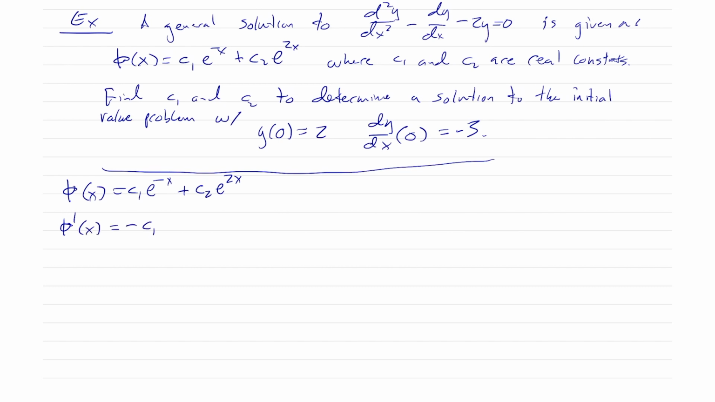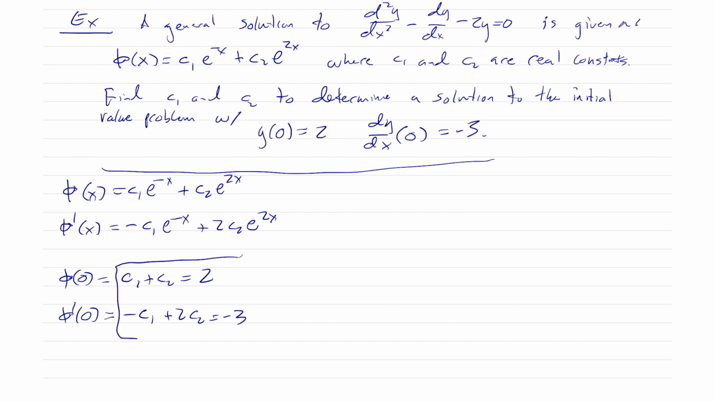So it's going to be minus c1 e to the minus x plus 2c2 e to the 2x. All right, now let's plug in 0 into phi. So into phi, we put in 0, and we get c1 plus c2, and that's equal to 2. Now in phi prime, if I put in 0, then what do I get? I get minus c1 plus 2c2, and that gives me minus 3.